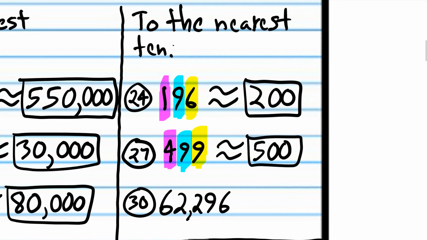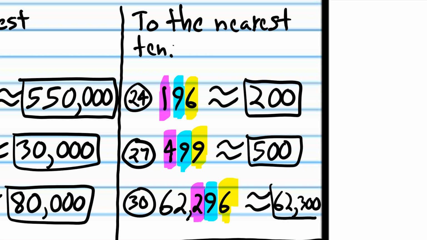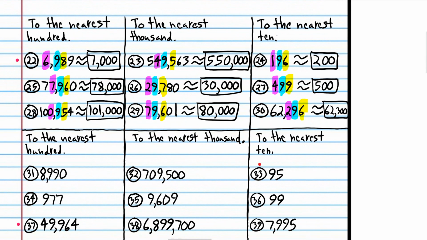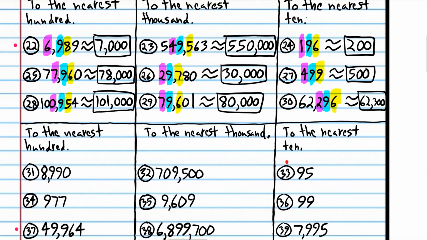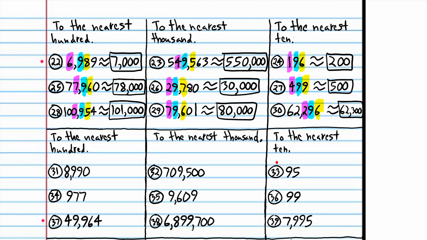All right, we're back. Rounding to the nearest 10. The 6 tells us to round up. So we have to make this number go up 1 because the blue number can't go up to another one digit. So we have 62,300. So if you got 62,300, good job. So again, those are just special cases of rounding when you have a 9 for the blue number.